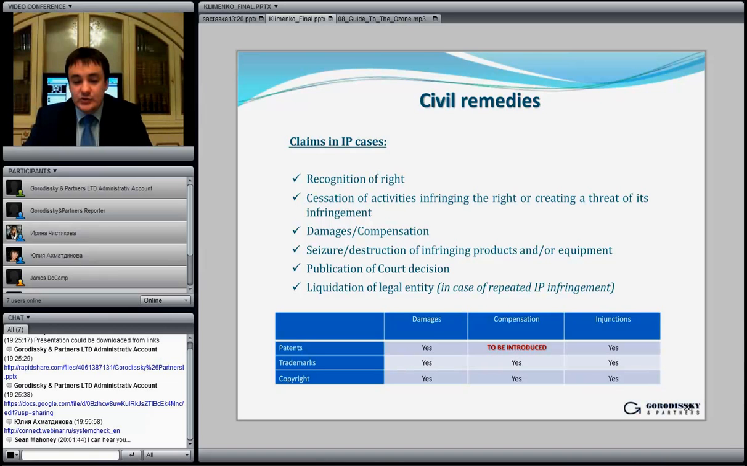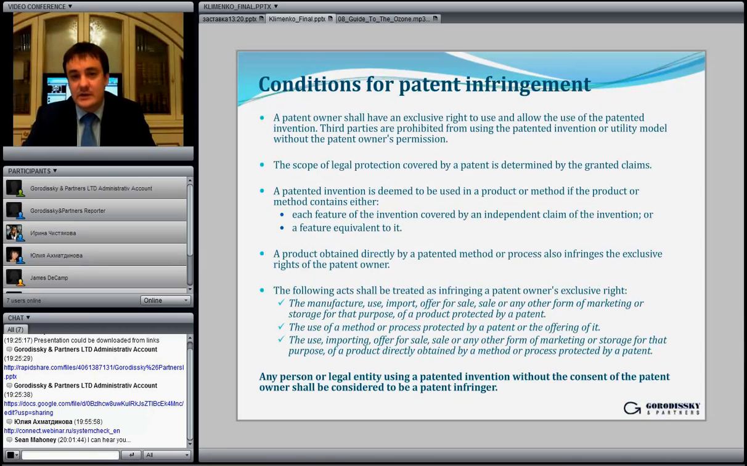Besides, it will be possible to claim seizure or destruction of products infringing the patent or equipment which is used for producing the infringing product. As well, the Russian law provides the possibility for such claims as publication of the court decision and at the register of the Russian Patent Office, and liquidation of a legal entity which committed repeated infringement of intellectual property rights for the same IP subject matter.